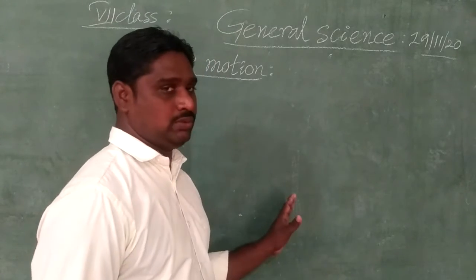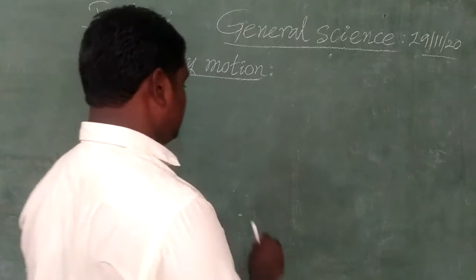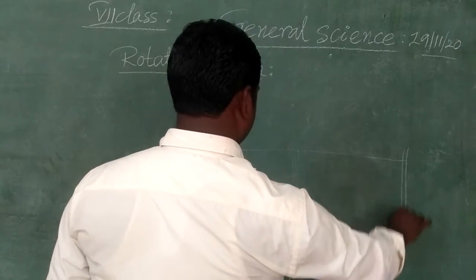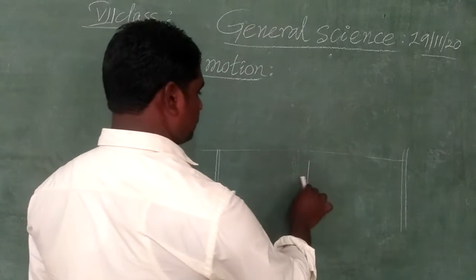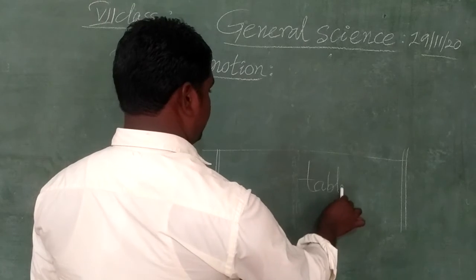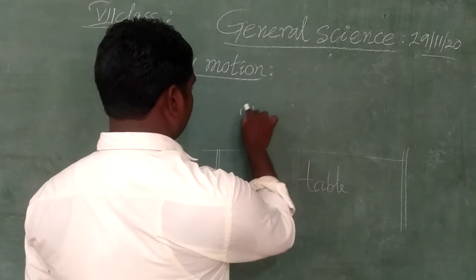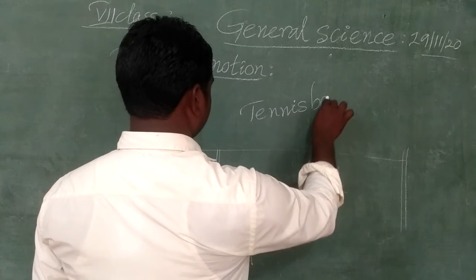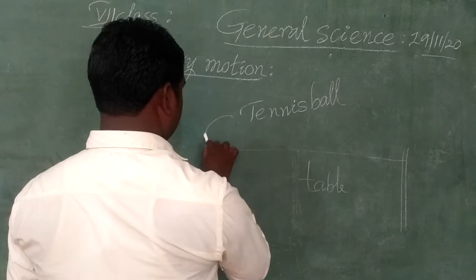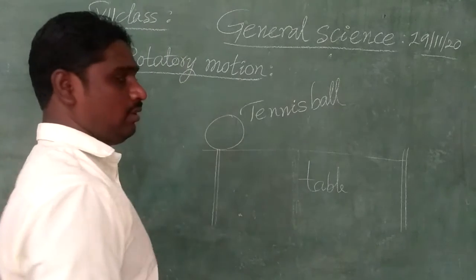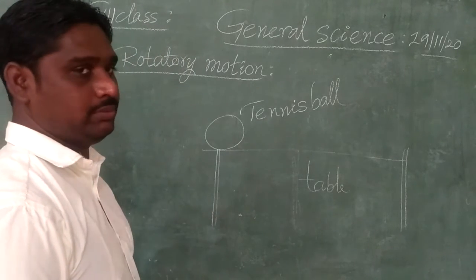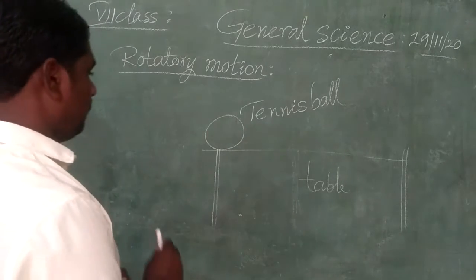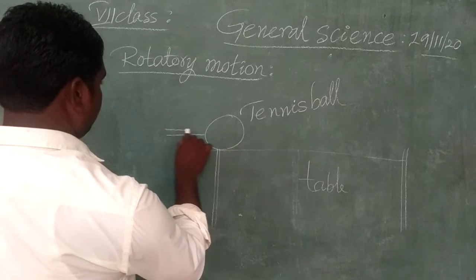Okay, students, let us do a small activity. In this activity, we take a table. This is a table. Next, we take a tennis ball. We put this tennis ball on the surface of the table. Now, this ball is pushed by you.